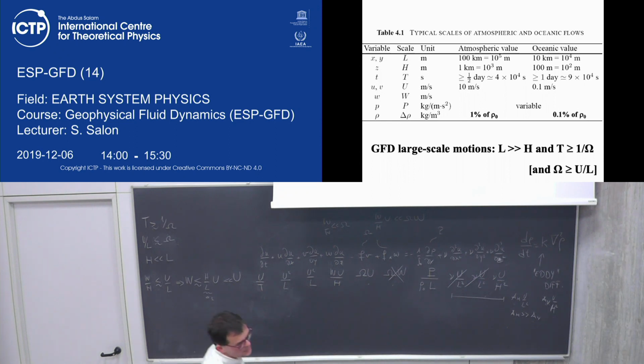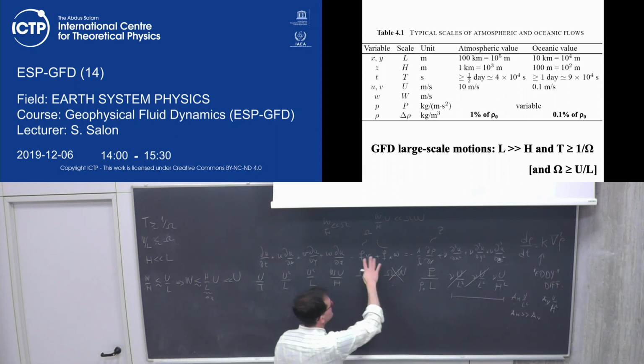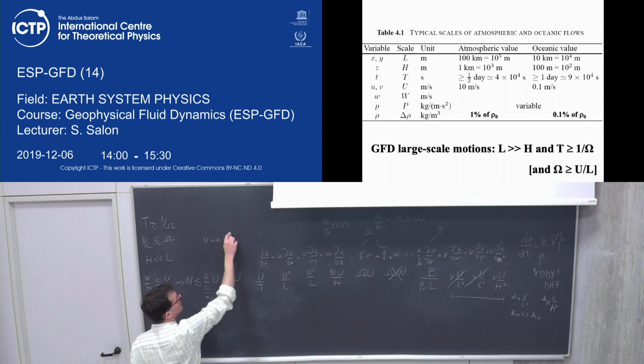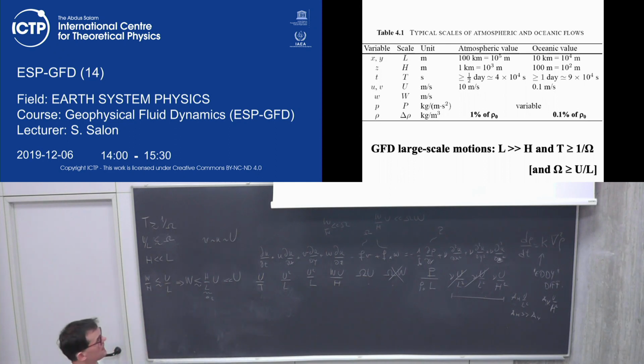Okay, the second equation is pretty similar: dv/dt, then we have the v here, we have just one, so we can do exactly the same thing, because of course v scales like u, and both scales are capital U. So we may focus on the third, on the vertical one.